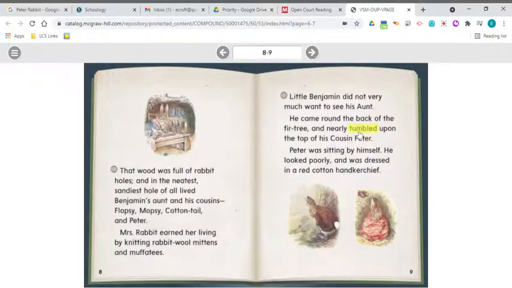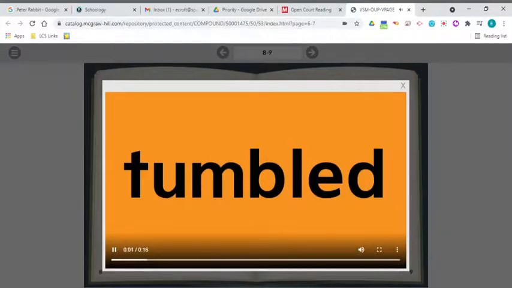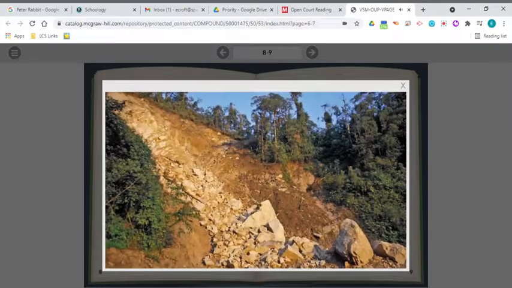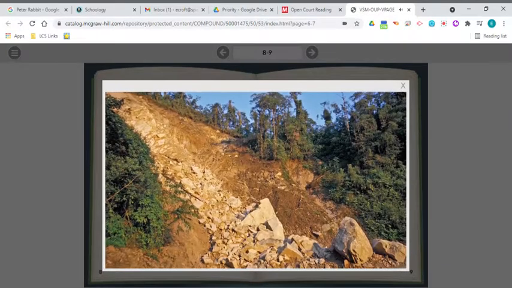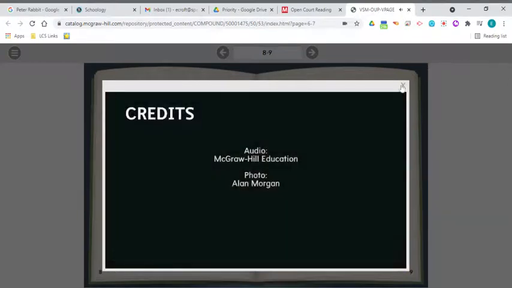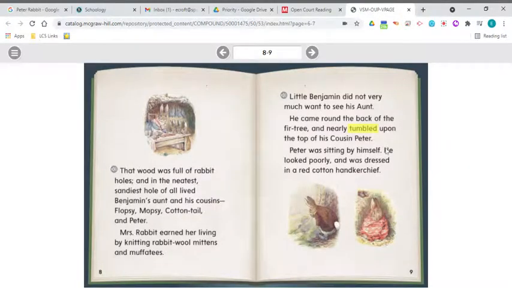It's the word tumbled. There it is. He came around the back of the fir tree and nearly tumbled up on the top of his cousin Peter. Tumbled. A form of the word tumble, to fall helplessly. The rocks tumbled down the hill. Tumbled. All right, tumbled, kind of to fall helplessly. So he kind of stumbled or tumbled upon him.